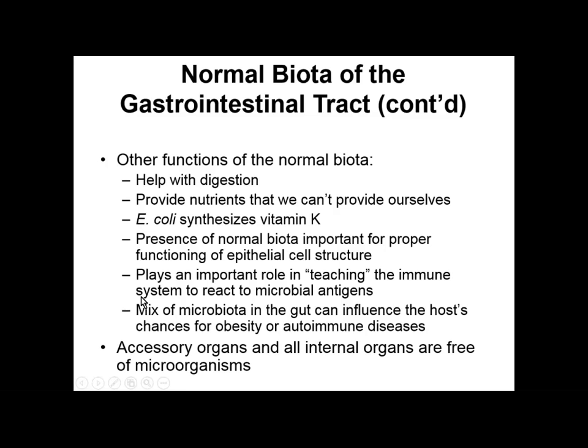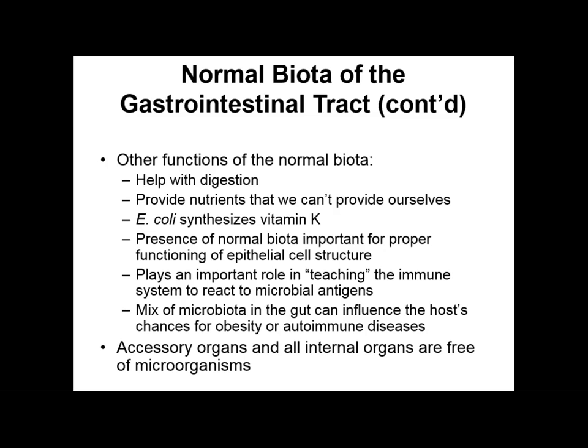These normal biota also help our epithelial cell structure to have the proper function. They help to stimulate the proper growth and regeneration of the epithelial cells lining our intestinal tract. And they also help to teach our immune system how to react to microbial antigens. Individuals that have a gut microbiome that's out of whack, generally speaking, are going to be more likely to have an autoimmune disorder. This mix of gut microbiota is very important for us, and it's one of the reasons why fecal transplants are becoming an increasingly popular therapy for individuals that have an out-of-balance gut microbiome.